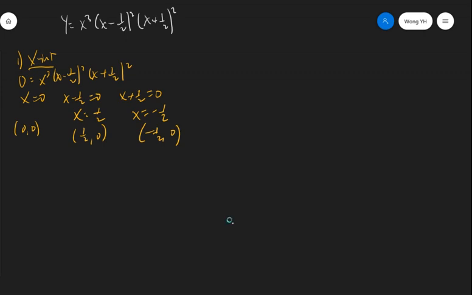Next, move on to find the y-intercept. For the y-intercept, we set x to 0. I just copy the whole thing. You can see that these brackets are multiplied by 0, so you get y equals 0. So we have the same coordinate, (0, 0).